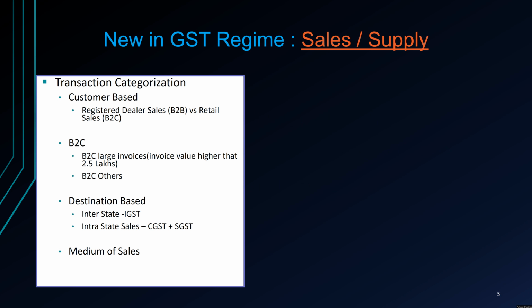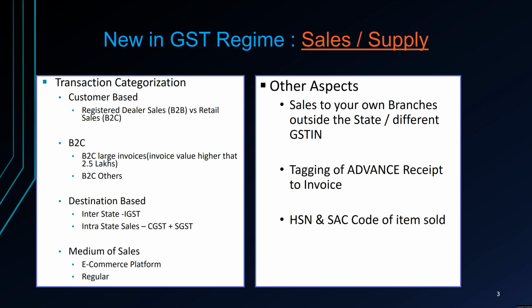You should also have a methodology to capture the medium of transaction happening, whether this transaction is happening through an e-commerce or regular. Apart from this, if there are transactions of sales to your own branch, that needs to be captured and recorded. In case the advances have been received for a specific supply, even those need to be captured. And all these transactions have to be captured at an item level, which is the HSN SAC code of an item. Let's look at them one by one in detail.